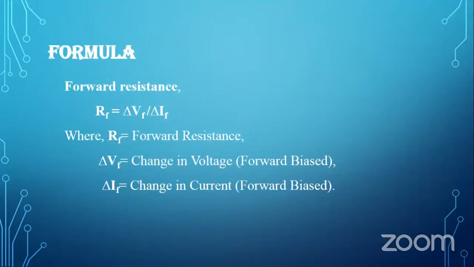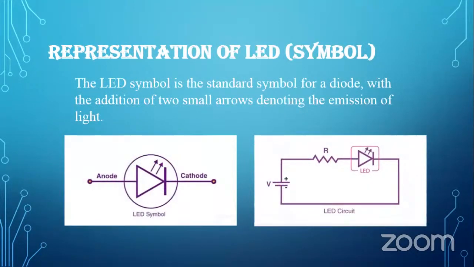The formula for finding forward resistance is R_F = ΔV_F / ΔI_F. Here, we are not considering the reverse bias condition because if the diode is connected in reverse bias, it will oppose the flow of current in the circuit. And due to this, the LED will not emit light. Hence, the LED is always connected in forward bias. Now the representation of LED. The LED is represented in such a way. Here the anode is the positive terminal of LED, while the cathode is the negative terminal. The 2 small arrows originating denote the emission of light.